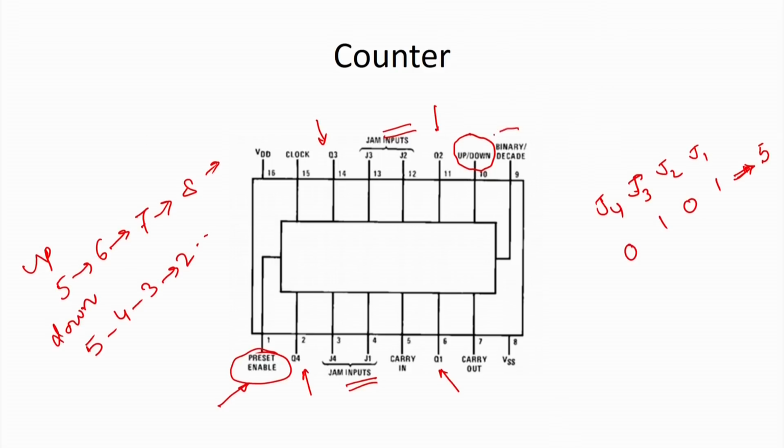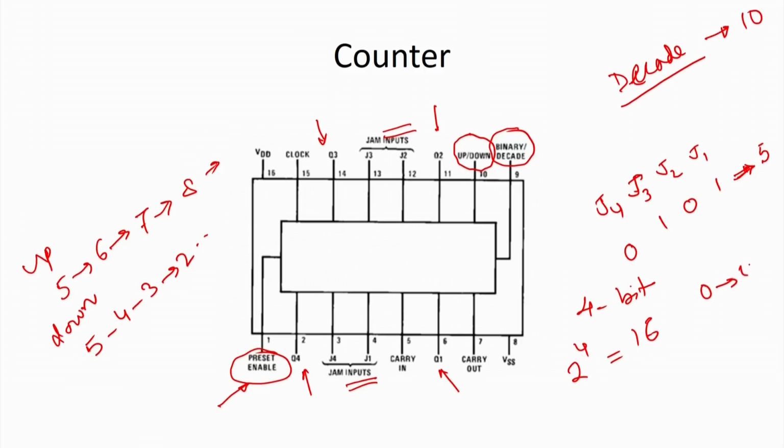Along with that, we have another control signal called binary and decade. I think you know what decade is. Decade stands for ten. So, if it is, say, a binary counter, it is a 4-bit counter. What is the number of different combinations we have in 4 bits? This is 2 to the power 4, which is equal to 16. That means it will count from 0 to 15 and come back to 0. That means we can have a counter for 16 states, 0 to 15 and coming back to 0, when we use it as a binary counter.